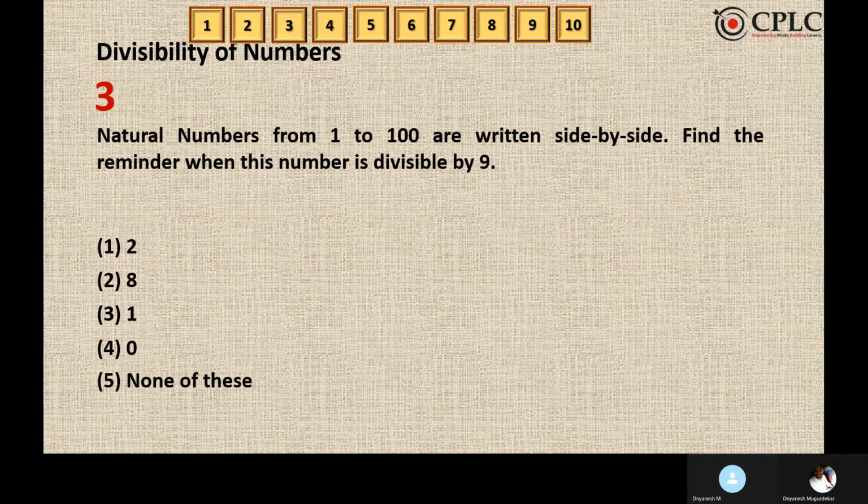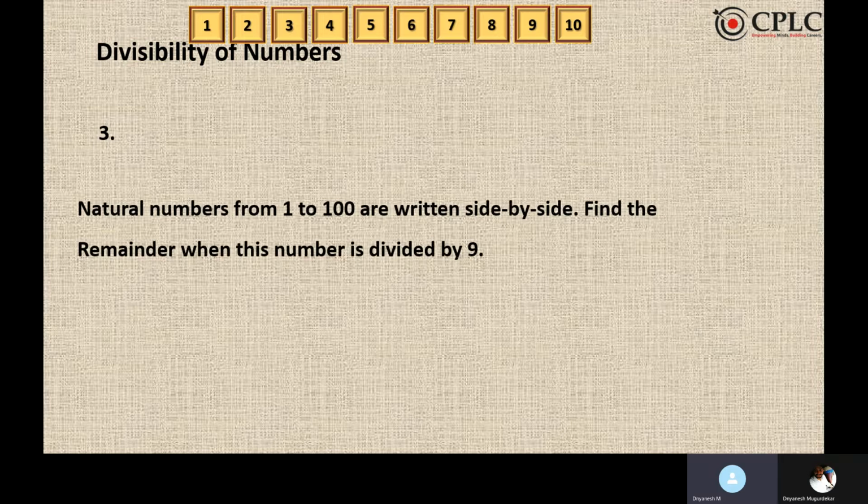Third one: natural numbers from 1 to 100 are written side by side. Find the remainder when this number is divided by 9. The remainder test of 9 says the sum of the digits should be divided by 9. Now here we are not supposed to write 100 digits, we are supposed to write 100 numbers. But the point is the sum of the digits. The mistake that students make is they add the numbers, whereas in reality they are supposed to add the digits of the numbers, and that is very different.